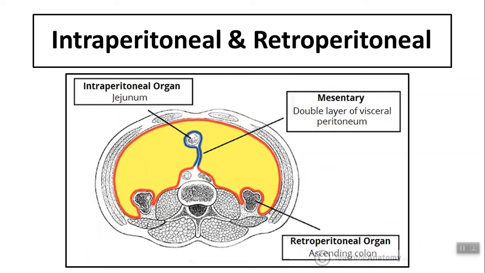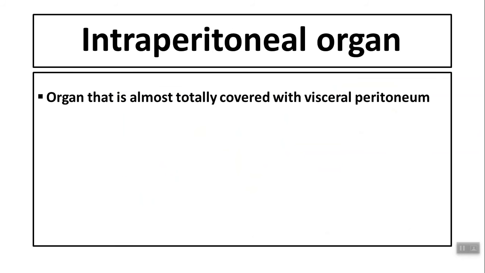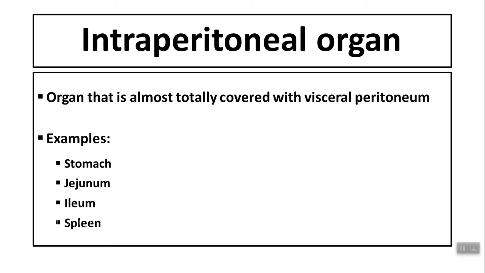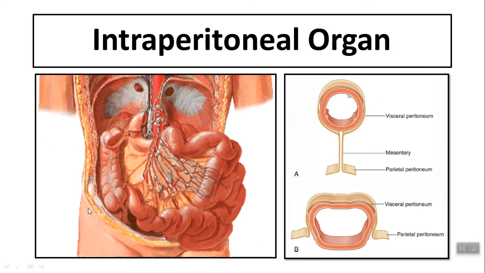Intraperitoneal and retroperitoneal. What are these items referred to? Intraperitoneal. We can say that this organ is intraperitoneal when it is almost totally covered with the visceral peritoneum. That's from all its sides, it's covered by peritoneum. Examples of these organs are the stomach, jejunum, ileum, and spleen. All these organs are covered by peritoneum from all the sides.